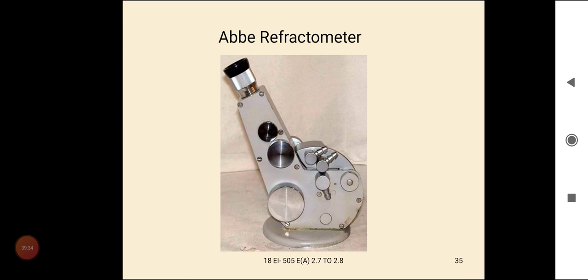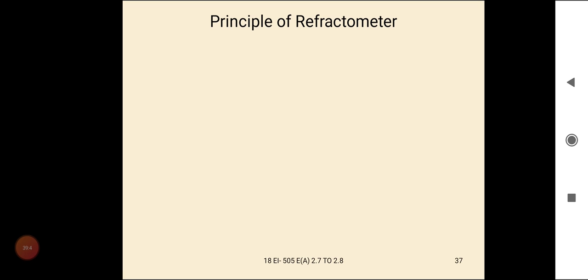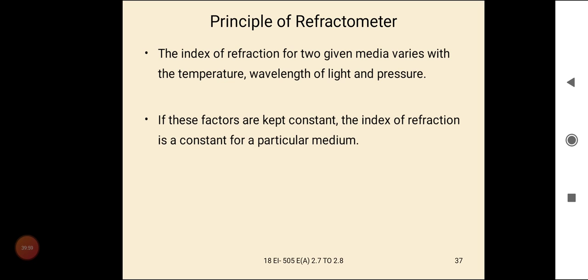This is a picture which shows the Abbe refractometer. Expression: the index of refraction is given by eta, and eta is equal to sin I by sin R. Principle of refractometer: the index of refraction of two given media varies with the temperature, wavelength of light, and pressure. If these factors are kept constant, the index of refraction is constant for a particular medium.